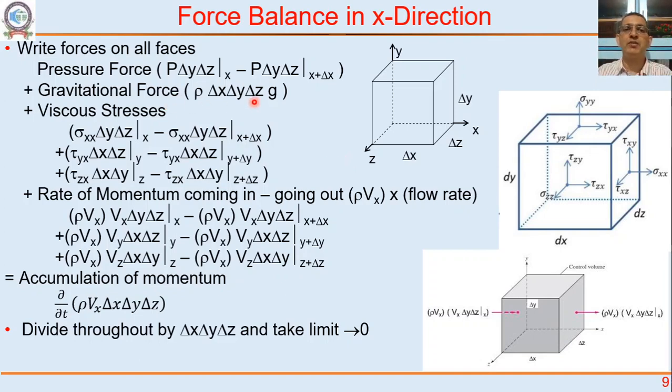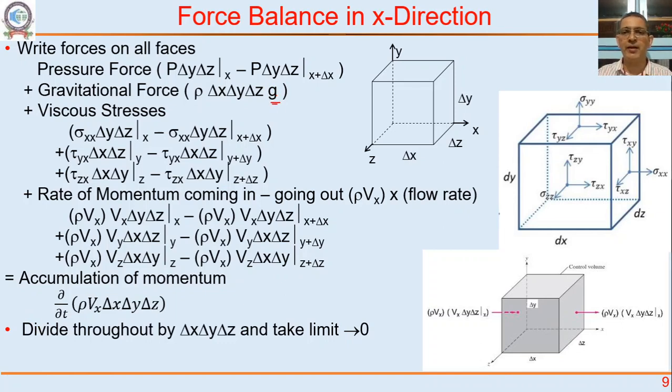Gravitational force: the mass of that box, the mass of that control volume, is rho multiplied by delta x, delta y, delta z, multiplied by g. Now this g I am going to take as either 0 if the x direction is horizontal, but we are writing in general. So the x direction could be vertical. Then if the x direction is downward, g would be plus 9.81. If the x direction is upward, g would be minus 9.81. So I'm just writing g, but what I'm really meaning is the component of that g in the x direction.